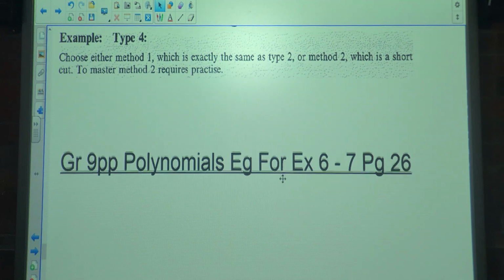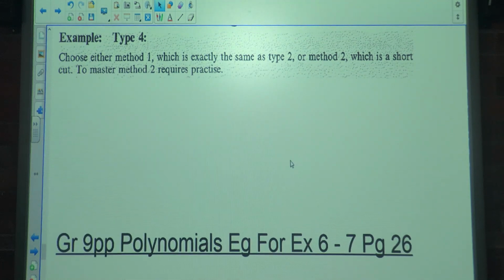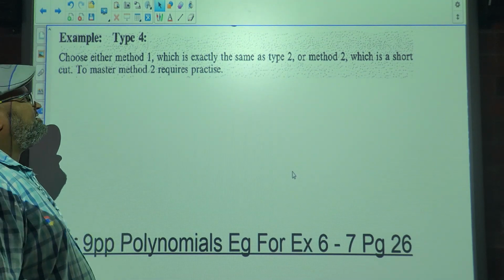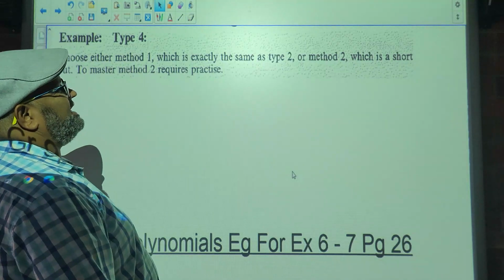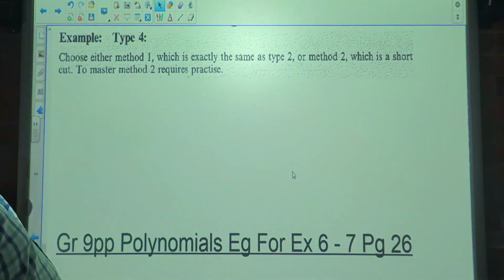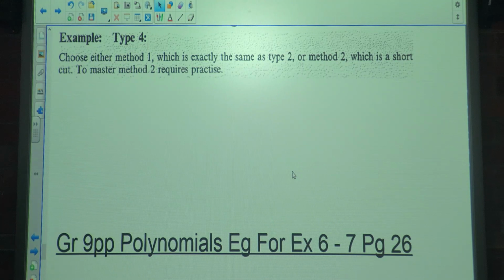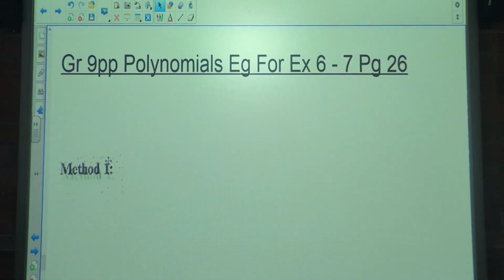Example 4. You can choose either method 1, which is exactly the same as type 2, or method 2, which is the shortcut. To master method 2 requires practice.